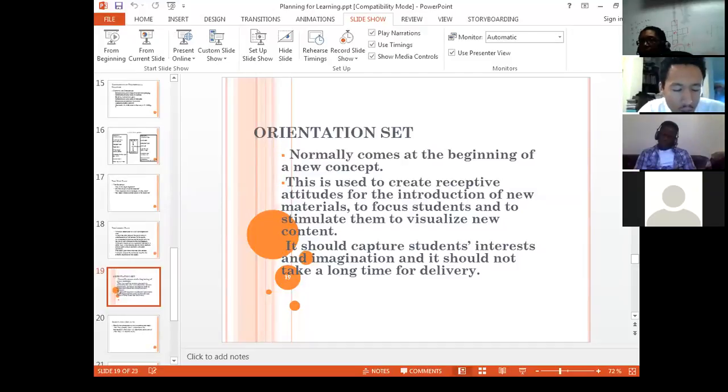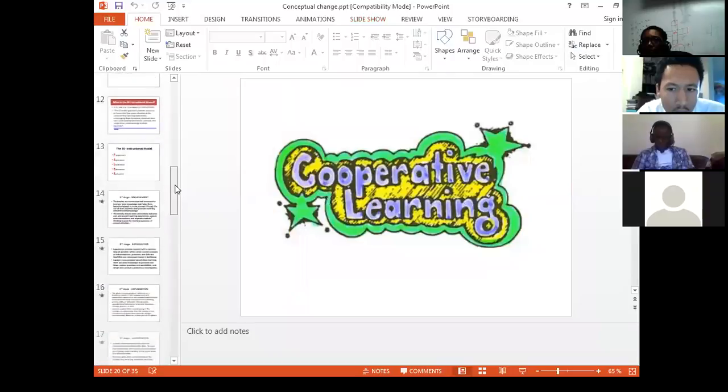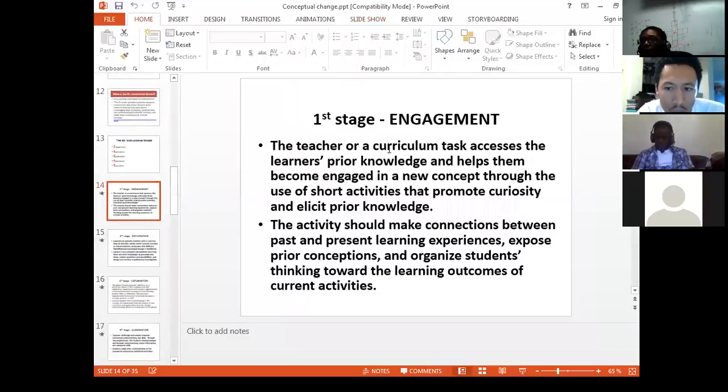Yes, it should. I'm going to bring up another screen. Let's see if I can find it from what Metz did last week. All right. Can you see the screen? Can you see what I have on my screen? Yes, we can. All right. So it is the first stage, engagement phase, teacher or curriculum task. Assesses students' prior knowledge, helps them to become engaged in a new concept through the use of short activities that promote curiosity and elicit prior knowledge.